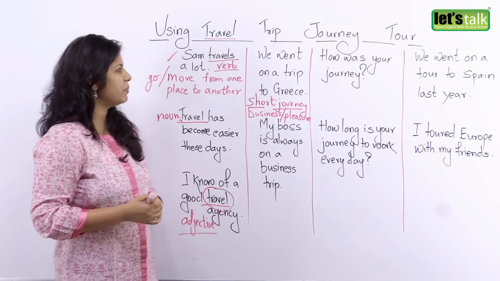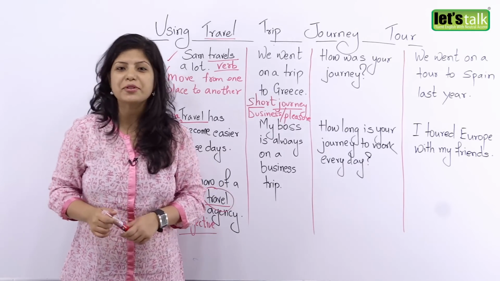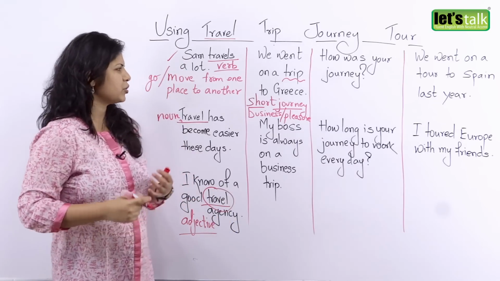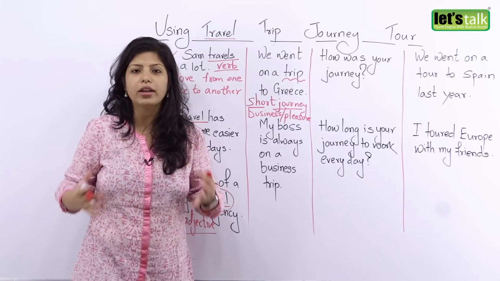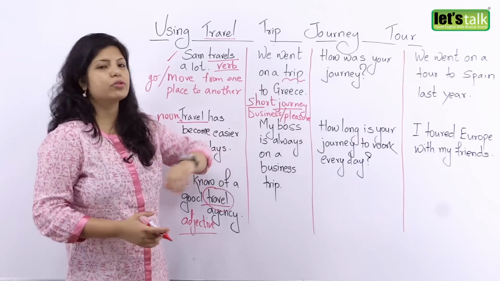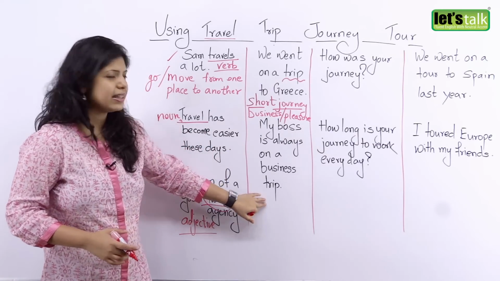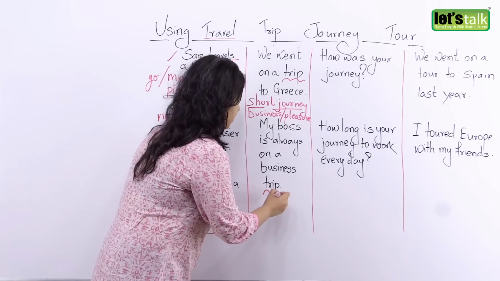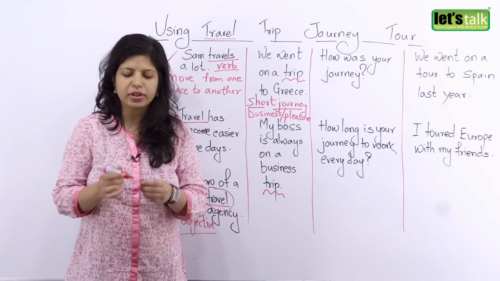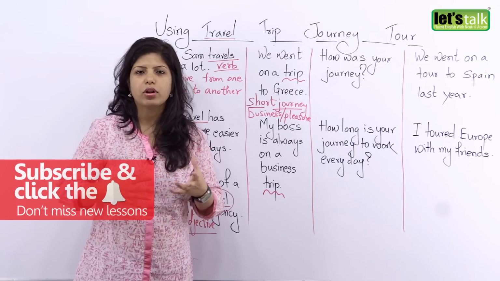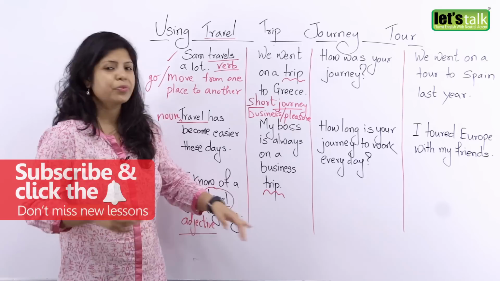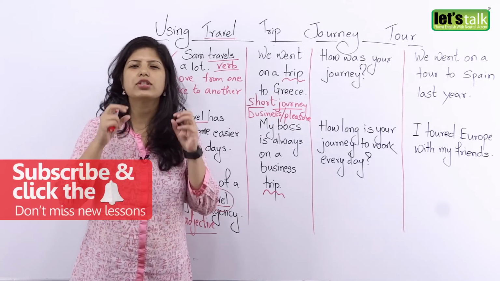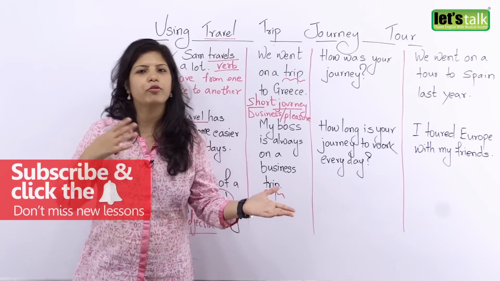Let's look at the first example. We went on a trip to Greece. All right. So here, this could possibly mean that you went on a trip for pleasure. You were on a holiday. So you went on a short trip to Greece. And the next one here, the next way that you can use trip. My boss is always on a business trip. So here it's very clear that my boss is always traveling on short trips, mostly for business reasons. So very simple, a trip is mostly a short journey, either for business or for pleasure.